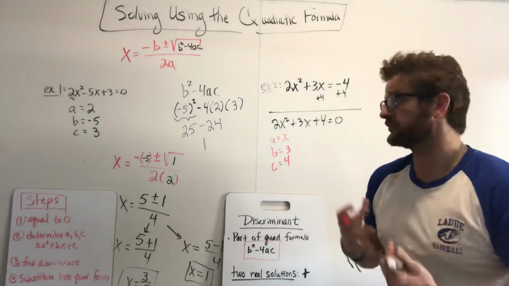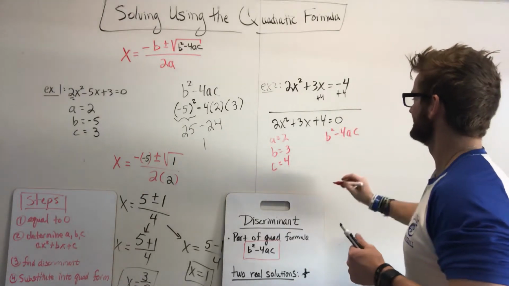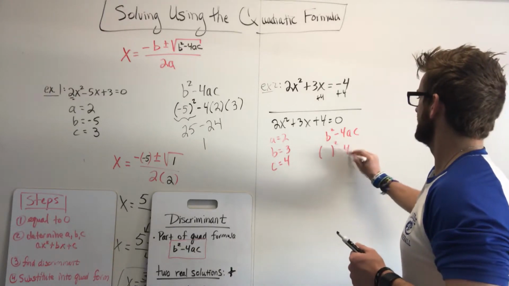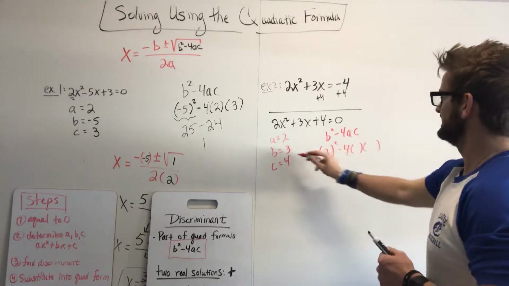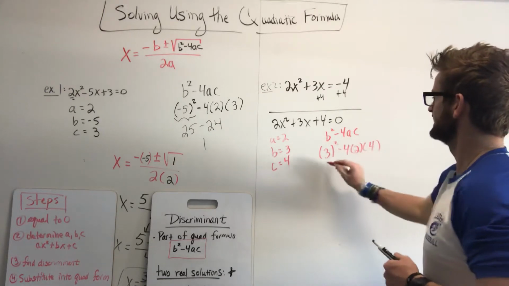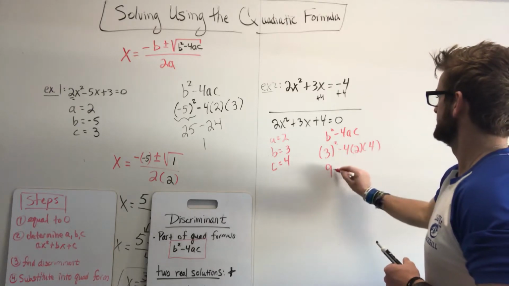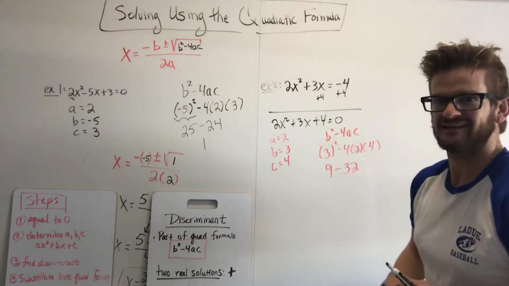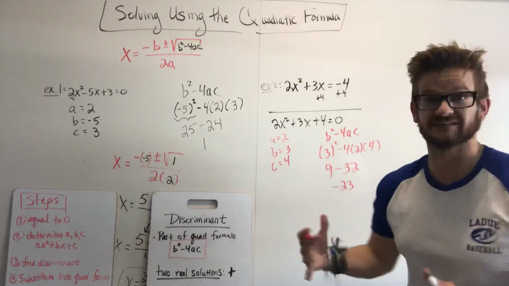Now, step number 3 is to find the discriminant, b squared minus 4ac. Finding that, we substitute: 3 goes in for b, a is 2, c is 4. So we end up with 9 minus 32. So for our discriminant, we get negative 23. So that's just finding the discriminant.